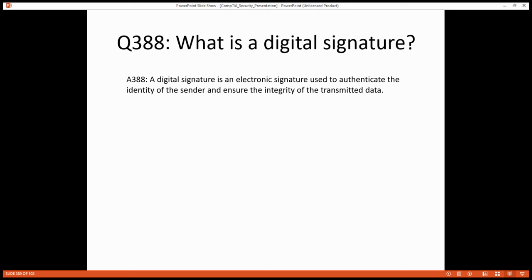Q388. What is a digital signature? A388. A digital signature is an electronic signature used to authenticate the identity of the sender and ensure the integrity of the transmitted data.